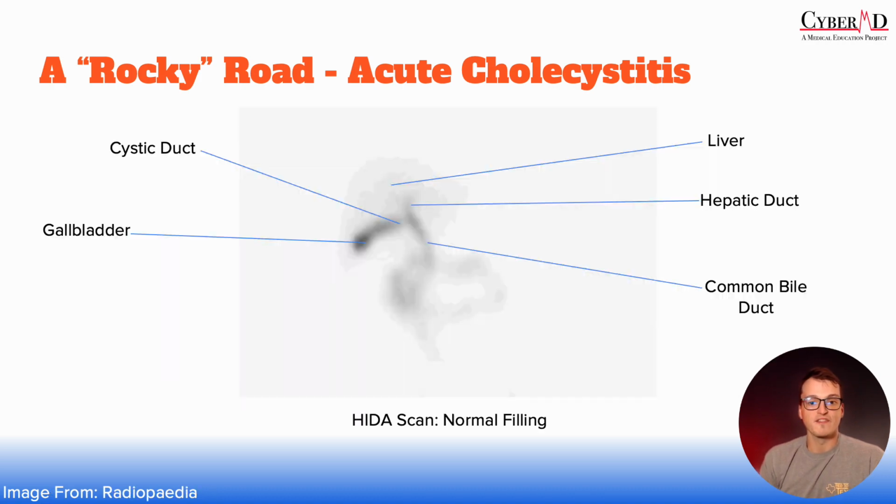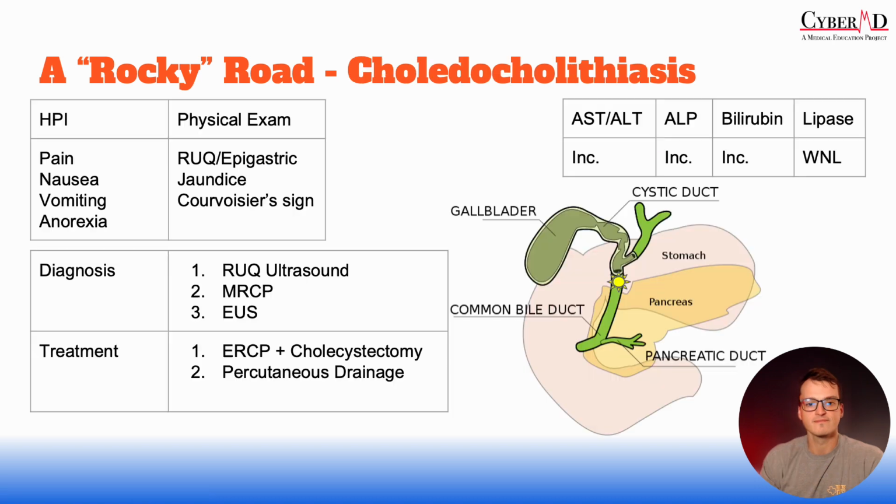And then lastly, on this slide, you can see a normal HIDA scan. Again, this is a normal HIDA scan with the structures labeled. In acute cholecystitis, you wouldn't see the gallbladder filled with the tracer because that stone is obstructing the gallbladder from becoming filled with the tracer.